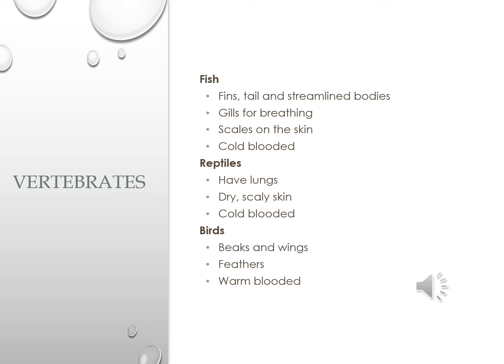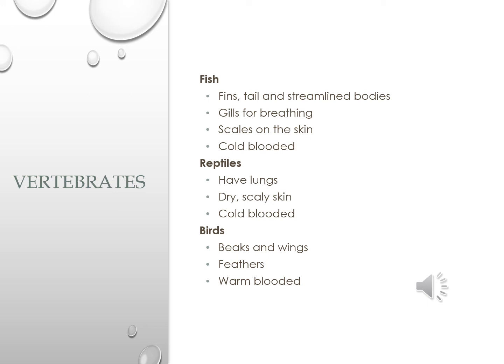We can see their characteristics. They are cold-blooded. For example, we are talking about fish. They are cold-blooded. They have scales on their skins. They have gills which they use for breathing. They don't have regular lungs like humans or mammals, and they have fins and tails, and they have a streamlined body.